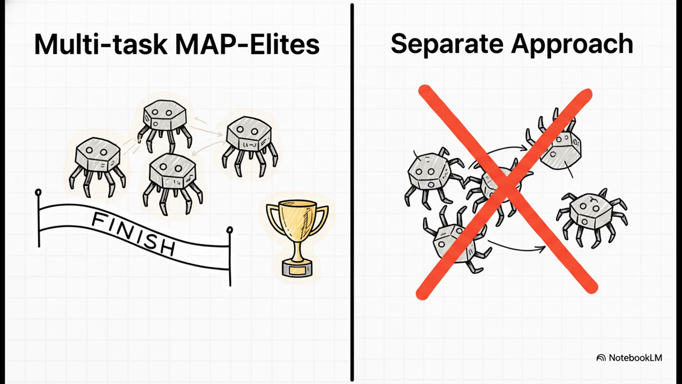Multitask MAP-Elites was able to discover high-performing walks for all sorts of robot bodies. And the standard approach of running an optimizer for each of the 2,000 tasks separately, it pretty much failed completely. With the same amount of computer time, it just couldn't find good solutions. This really shows that for complex, real-world problems like this, the old one-at-a-time method just doesn't work.